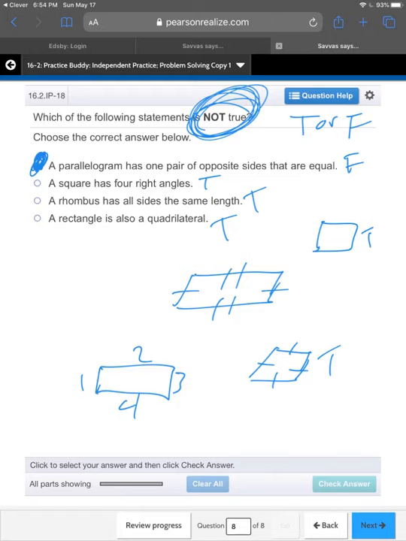Now, as soon as you get the first one, notice I didn't stop at false. I went and made sure that all the other ones were true. If I would have made a mistake, maybe I need to reread it, make sure that I know what I am talking about.